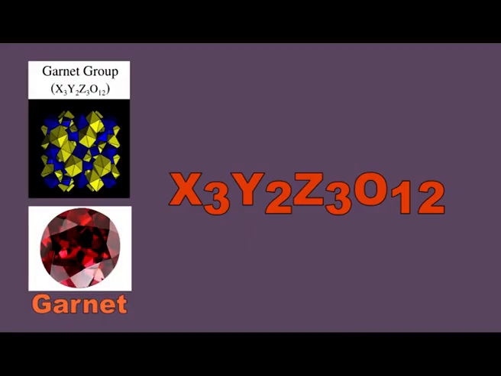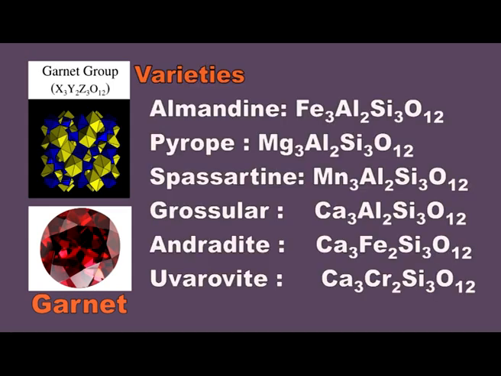Now the next nesosilicate mineral is garnet. The general formula is X3Y2Z3O12. Varieties: almandine, Fe3Al2Si3O12; pyrope, Mg3Al2Si3O12; spessartine, Mn3Al2Si3O12; grossular, Ca3Al2Si3O12; andradite, Ca3Fe2Si3O12; uvarovite is Ca3Cr2Si3O12.